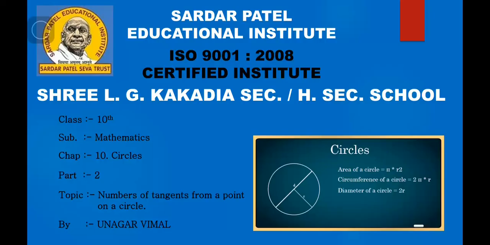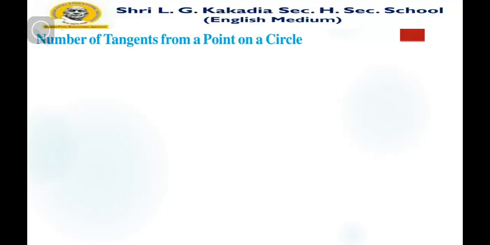Let me try to draw the tangent from any point. The point may be inside the circle, on the circle, or outside the circle. So let's try to draw it and see how many tangents we can draw from a point to a circle. First, we consider one point inside the circle.